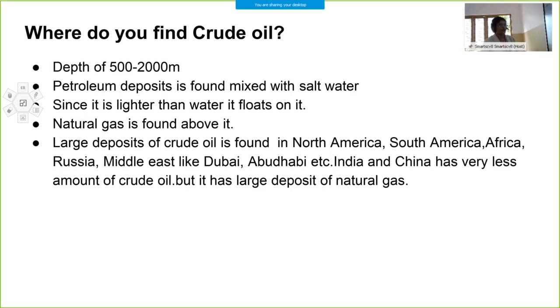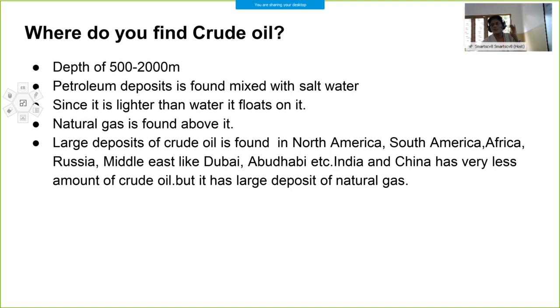So natural gas is also a fossil fuel. It is found always above the petroleum or the crude oil deposit. Large deposits of crude oil are found in North America, South America, Africa, Russia, and the Middle East like Dubai, Abu Dhabi, etc. India and China have very little crude oil, but they have large deposits of natural gas. I hope it is clear where you find this crude oil.